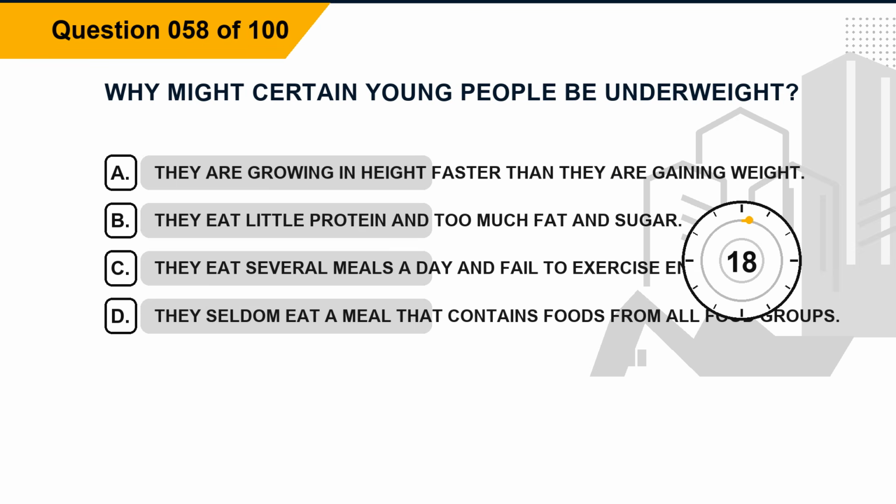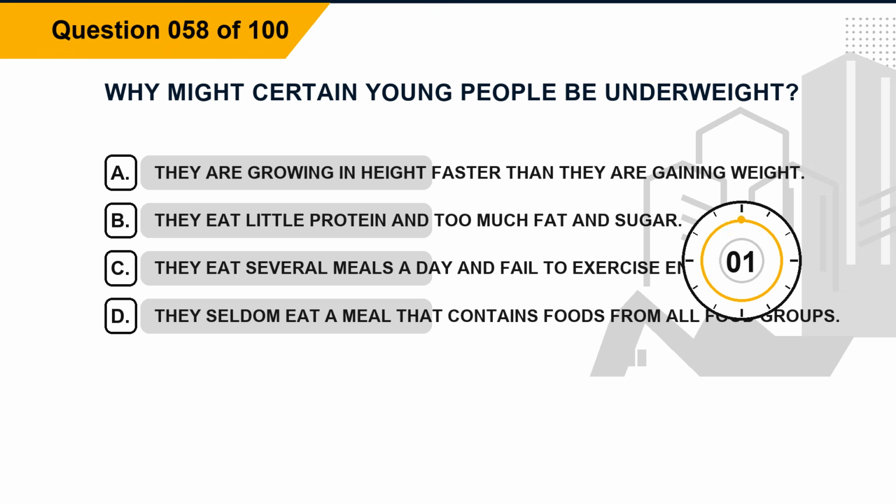Question 58. Why might certain young people be underweight? Option A, they are growing in height faster than they are gaining weight. Option B, they eat little protein and too much fat and sugar. Option C, they eat several meals a day and fail to exercise enough. Option D, they seldom eat a meal that contains foods from all food groups.